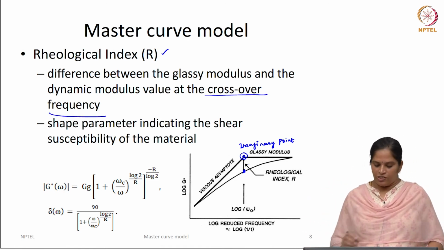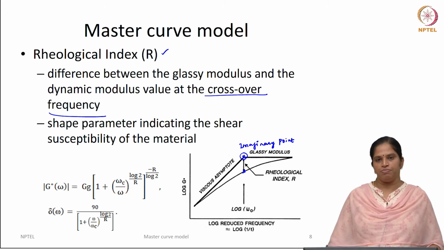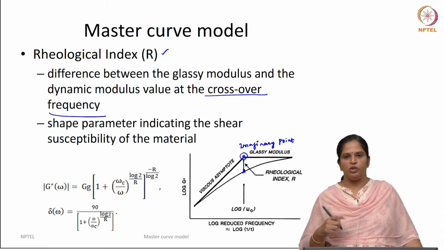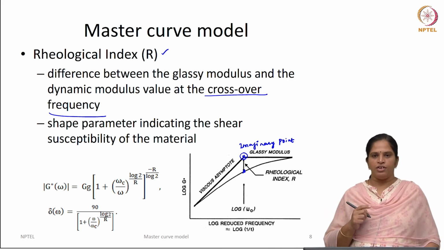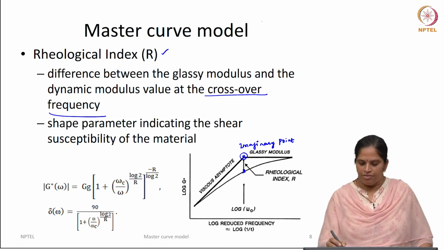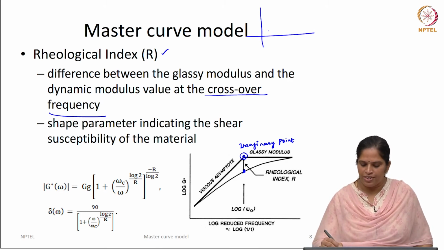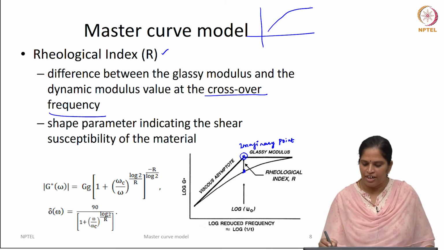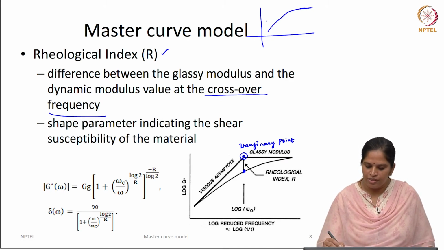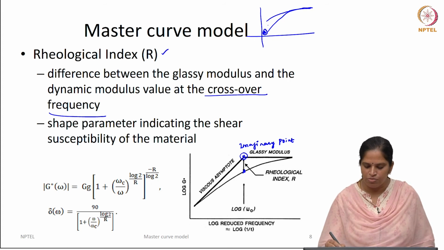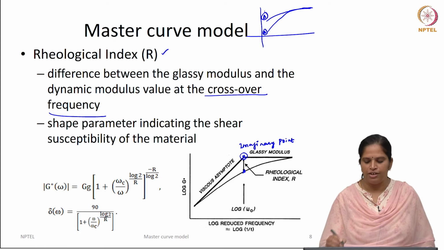So, this rheological index parameter gives us the shape of the master curve. Depending upon how sensitive the material is when you are shearing, the R value varies. Say for instance, we'll compare two cases here. One is a master curve something like this, and the other is a master curve something like this. The glassy modulus is going to remain constant. So, let us consider the case A to be binder A, and this to be binder B.